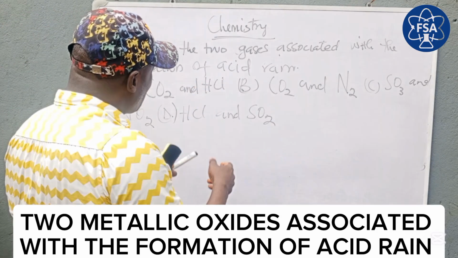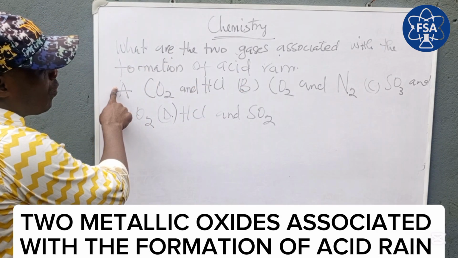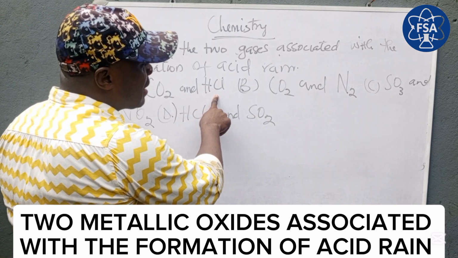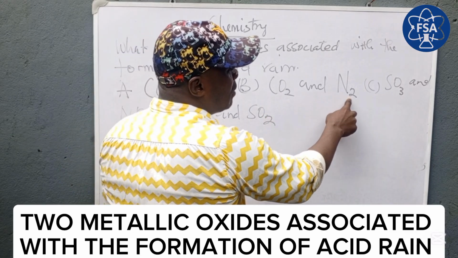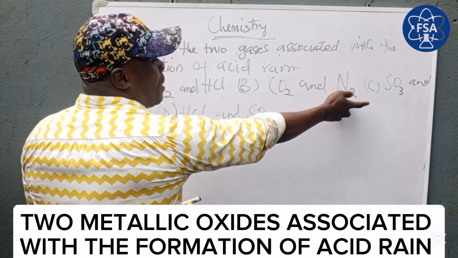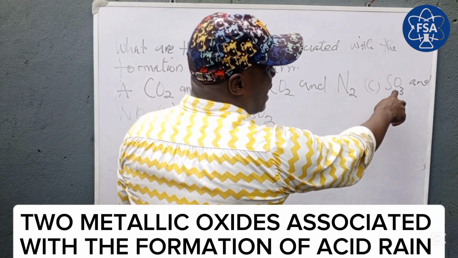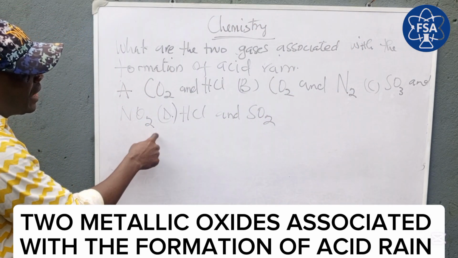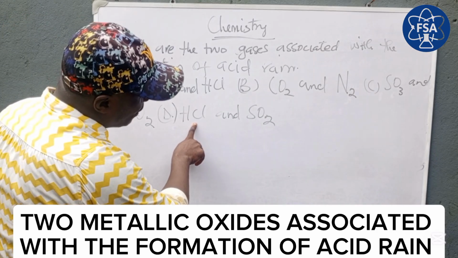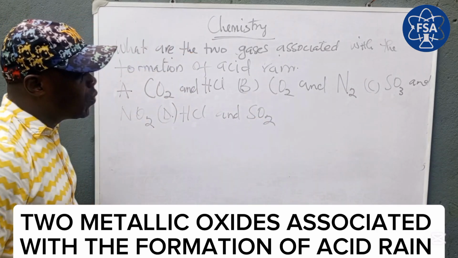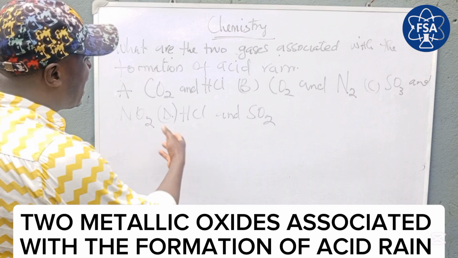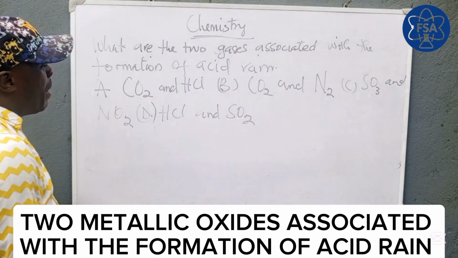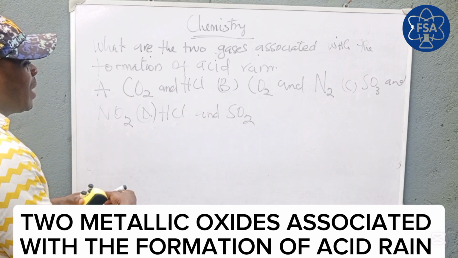From there, we can look at the question on the board. A says CO2 and hydrochloric acid. B says CO2 and nitrogen molecules. Then we also have C, SO3 and NO2. Then our D is hydrochloric acid and SO2. At this point, we see that there are a lot of anhydrides associated with the formation of acid rain, but the combination is what we want to look at.